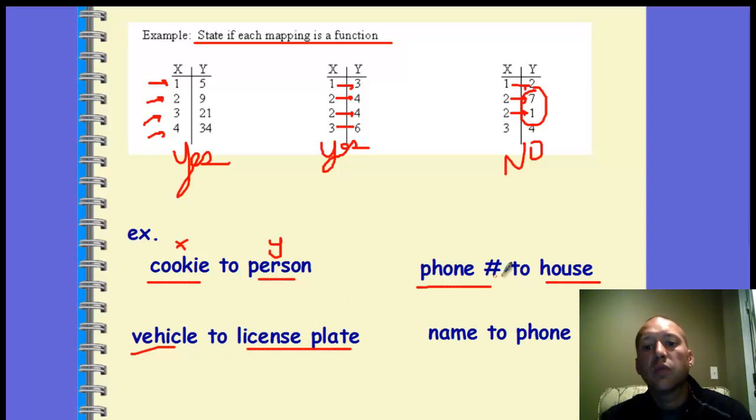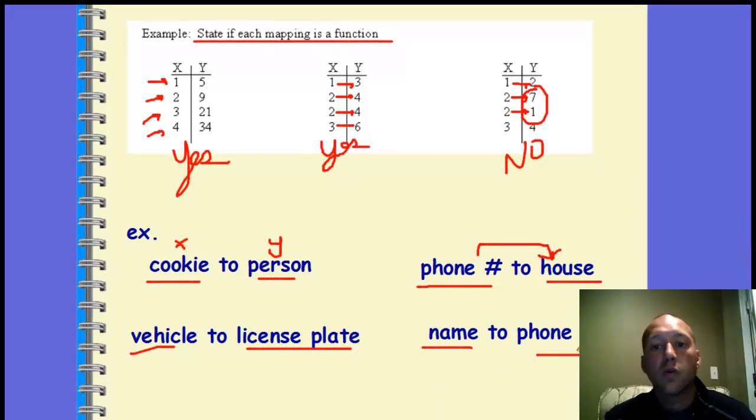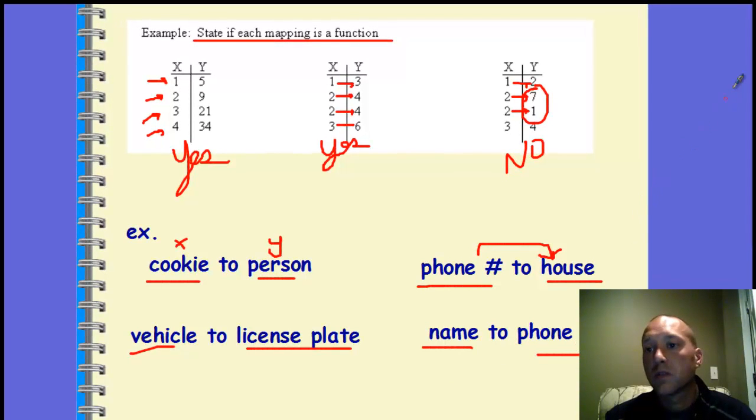And some of these you can do in reverse. So we could do the house. Does the house have one phone number? That would not be a function. So just because in this direction, input phone, output house, is a function, doesn't mean the reverse is true. That's the if and only if statement from geometry, which is not true for this. Name to phone number. My name actually has multiple phone numbers: my cell phone, work phone, house phone, and so it's not a function. Some examples in life.